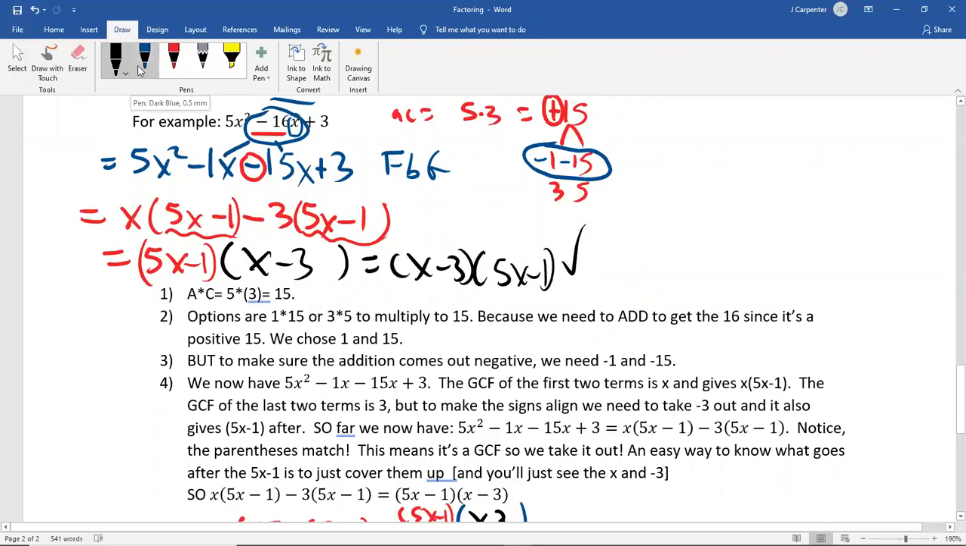5x squared minus 16x plus 3. Okay, so let me show you what trial and error would look like for this problem, which is actually a very short trial and error.